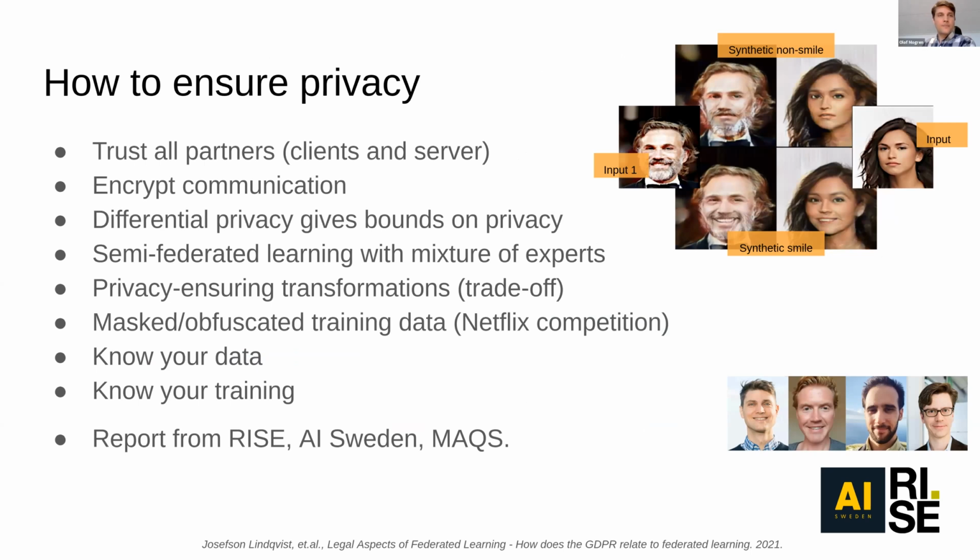Some other results are about how we ensure the privacy in the training data. Obviously, you could just trust all partners and encrypt the communication. And in some settings, that may actually be doable. You can utilize some approaches for differential privacy. So differentially private stochastic gradient descent is a possible strategy for this in the federated setting. The balanced version I mentioned before is the semi-federated learning. And you can also utilize privacy-ensuring transformations. That can give a trade-off between accuracy and privacy. This can be learned systems, or it can be rule-based systems, as there's a change going on in that field as well. Obviously, there is also manually masking and obfuscating training data.